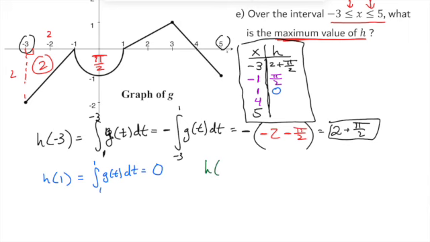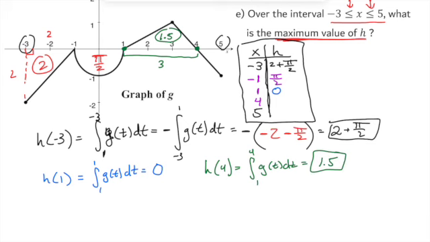So h of 4, I'll use a little green for that, again, is the definite integral from 1 to 4, so that goes in order. I don't have to do any flipping. The area between g and the x-axis, between 1 and 4, is a nice triangle. It's a base of 3 from 1 to 4 and a height of 1. So 3 times 1 is 3, and then half of that is 3/2, or 1.5. And again, it's positive because it's above the x-axis, so that's like a gain.